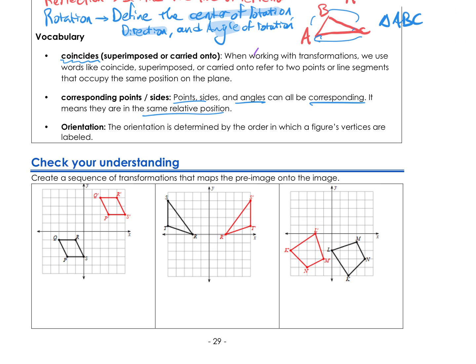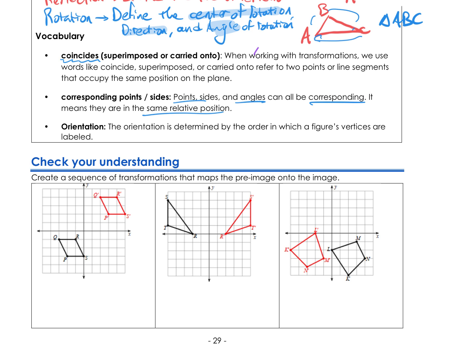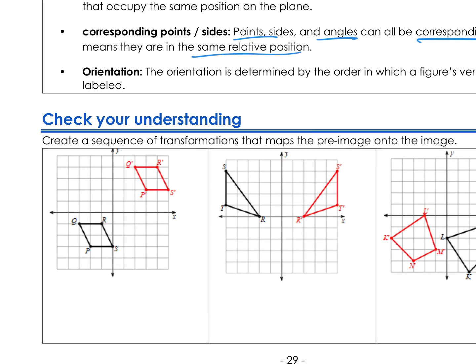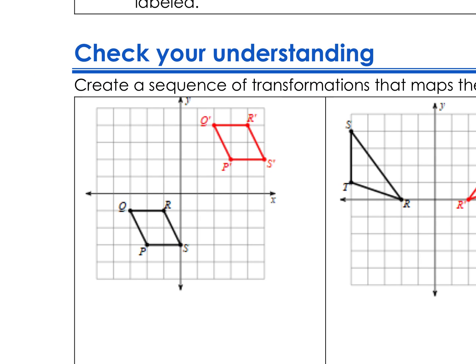All right, well, let's try a few examples here. If we want to create a sequence of transformations to get the object from the pre-image to the image, we have this red one, which is Q prime, R prime, S prime, and P prime. Can you tell what kind of transformation this is? It looks like it's just a slide. So we're going to take this and slide it to the right and up, or we could go up and to the right. So how far are we going? Looks like we're going over here, so we can just pick one of those points there.